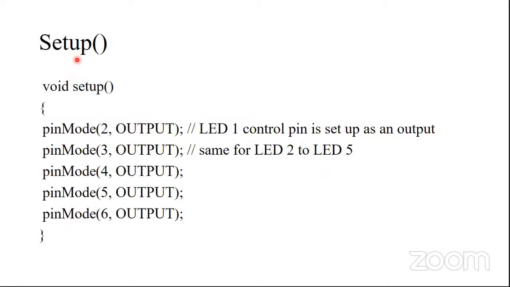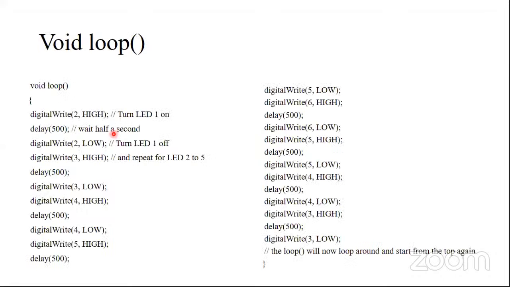So when you are going for the void setup, here I didn't define a variable name. Instead of defining a variable name, as I already told, here I just give the pin number directly. So 2 is output, 3 is output, 4 is output, 5 is output, 6 is output. So in void setup, I just define all these 5 LEDs and what kind of output it is.